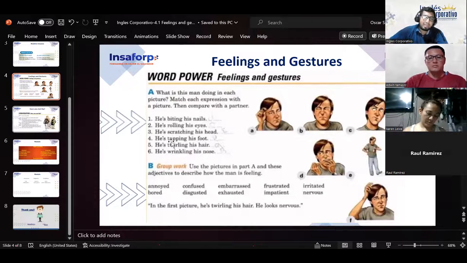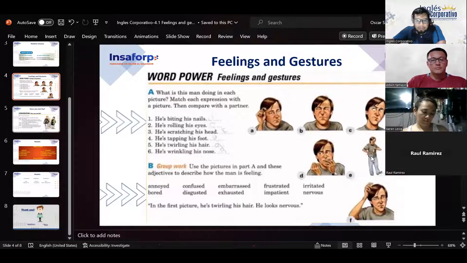Then the next one, tapping your foot. This is the one that I told Rodrigo about. Tapping your foot is basically doing noises with your foot, like stepping on the floor repeatedly, like Bugs Bunny used to do. And of course, this will relate a lot with being bored or impatient. This is going to be a very common gesture when you're bored or impatient.